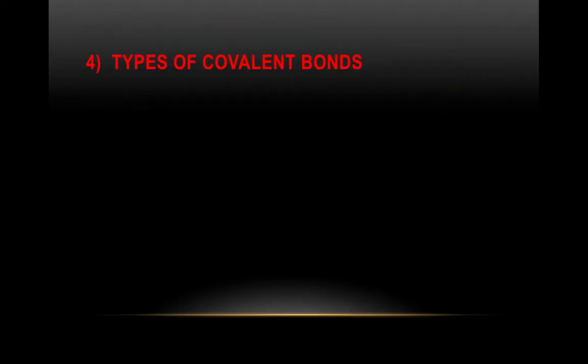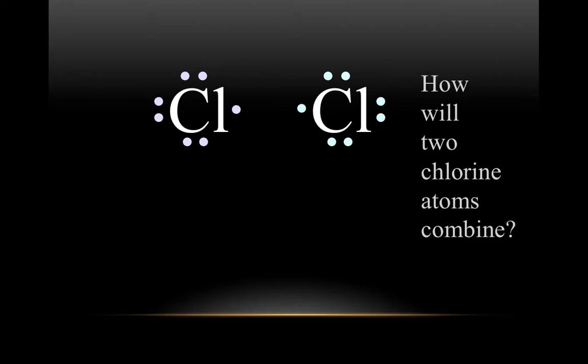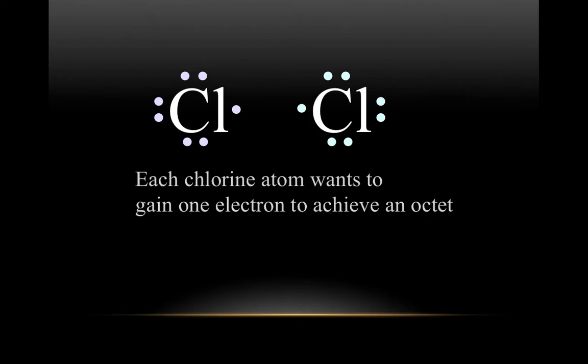Now, we have a few different types of covalent bonds that we're going to talk about tonight. The first type we're going to start by looking at is chlorine gas. So chlorine forms a covalent bond with itself and it forms a molecule of chlorine gas called Cl2. So how will 2 chlorine atoms combine? To figure out how they're going to combine, we want to look at the Lewis dot structure of each of our chlorines. They're in group 7, so they each have 7 outer valence electrons, which means they need to gain 1 electron to achieve their octet.